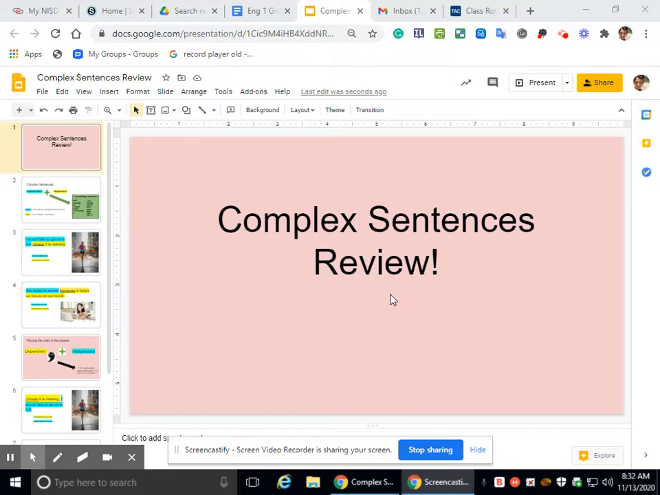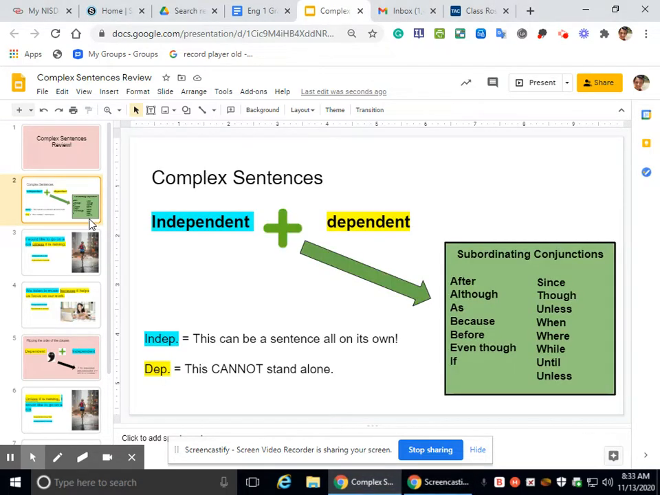This is just a review. Okay, let's go ahead and get started. Let's start talking about the parts of a complex sentence. As you probably remember from last year, there are three parts to a complex sentence. You have an independent clause, and you also have a dependent clause, and then you have something in the middle that joins them together called a subordinating conjunction, okay?